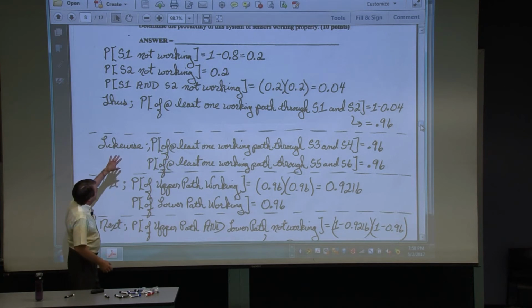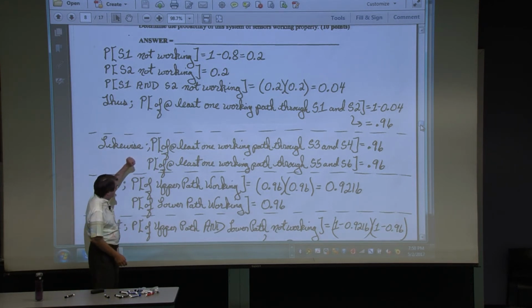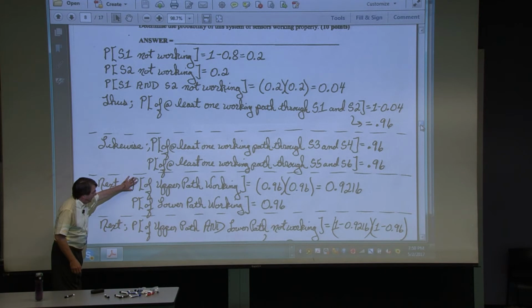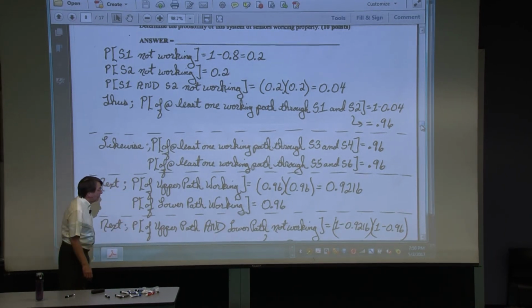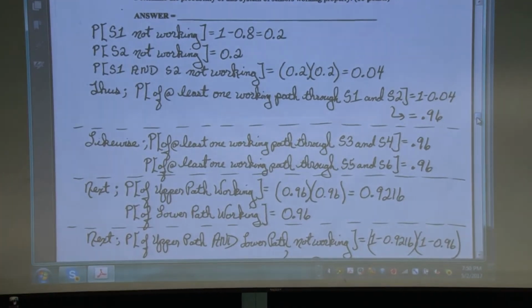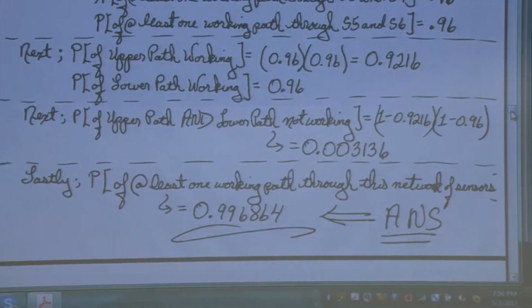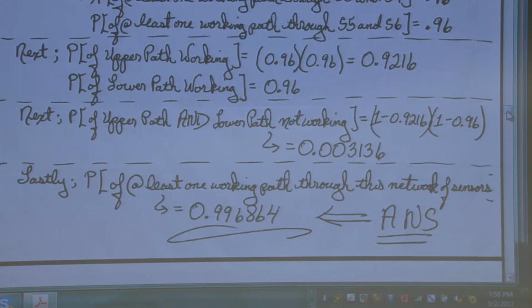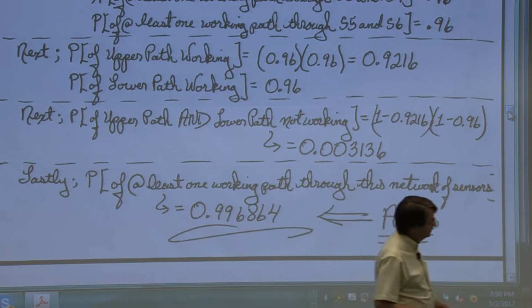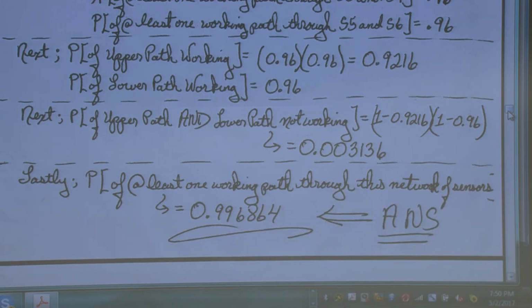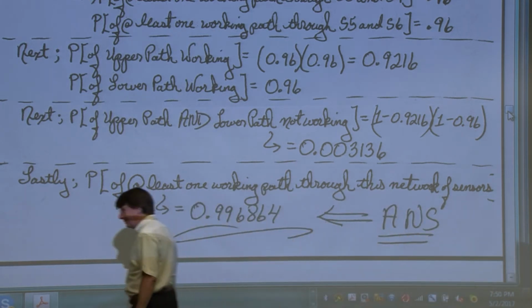Then the probability of at least one path working through S3 and S4. The probability of the upper path working. The probability of the lower path working. Probably the upper and lower path not working is then here. And then finally, we do, I think, 1 minus that to get the probability of at least one working path through the network of sensors. And Ronnie, thank you. So it looks like we're accurate to 3 decimal places, so I think we did it right. All right, we're good? All right, excellent. That's the third problem. We're moving on here.